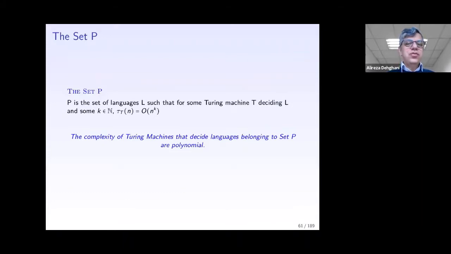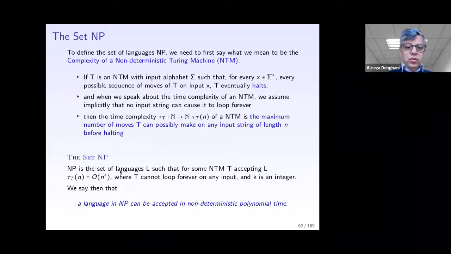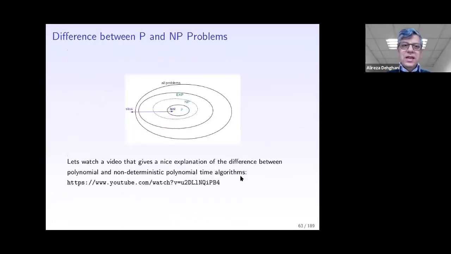P is a language which has a time complexity of polynomial. Also, NP is a kind of language which can be accepted in non-deterministic polynomial time. But that's the matter of other specific things. If you look at the picture, probably we can discuss it here in a better way.